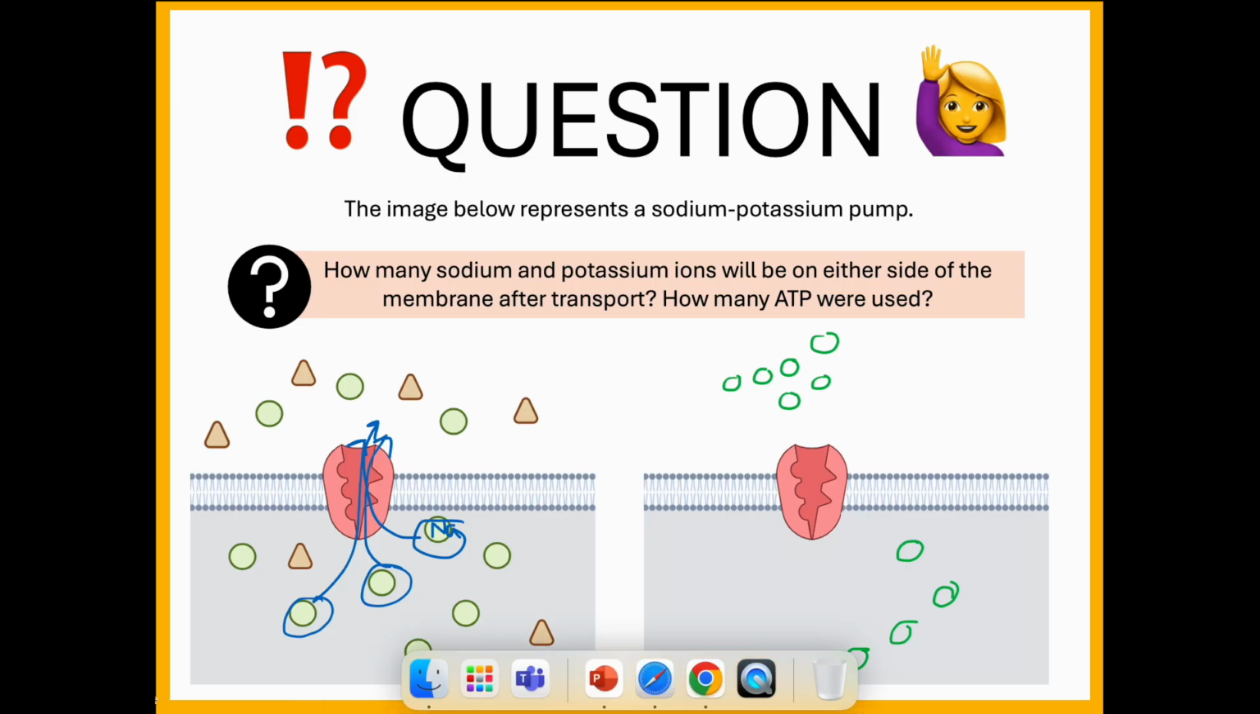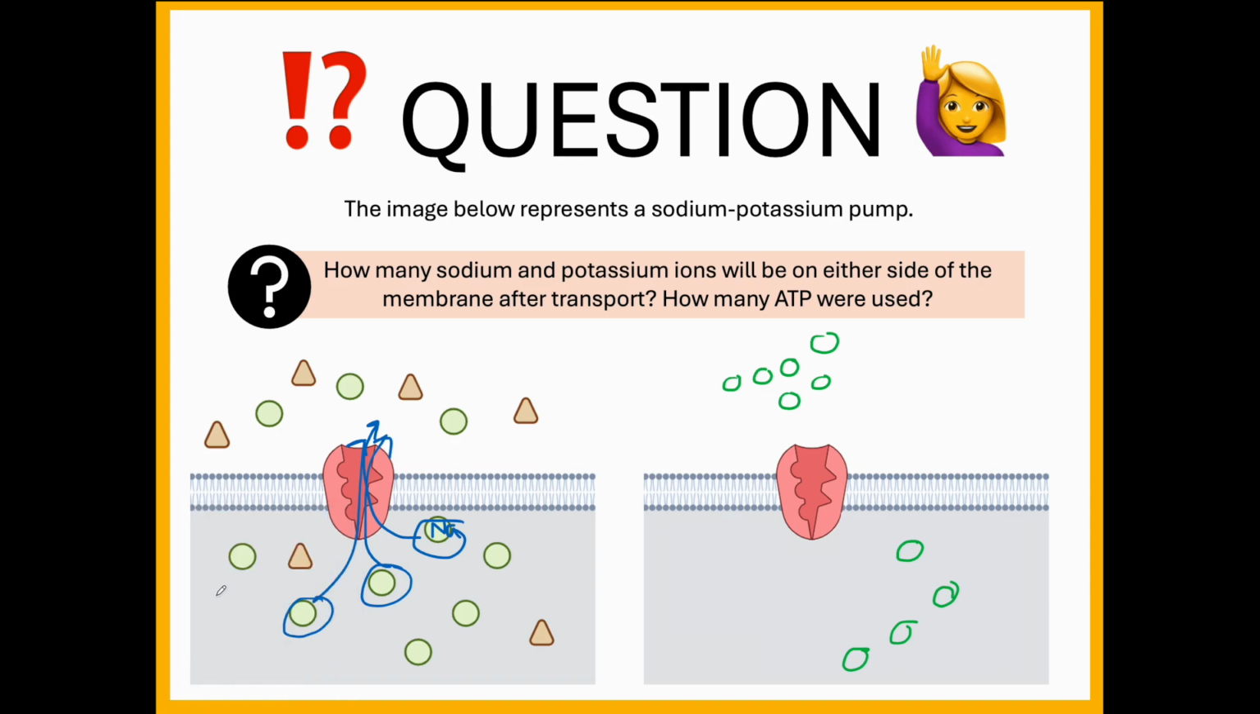And at the same time, remember that I'm going to shove 2 of these into the cell. So I'm going to have already 2, and then I'm going to add 2 more. And then here I'm going to end up with 2 of them. Okay, so I want us to count now.